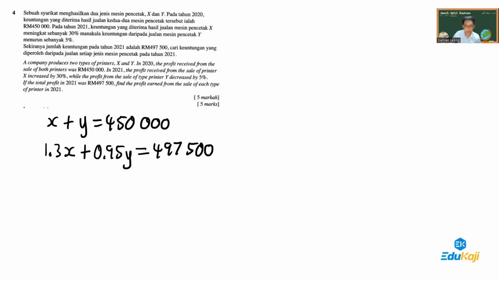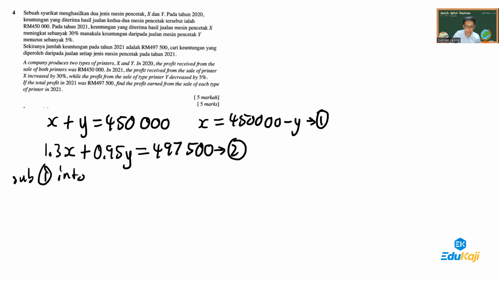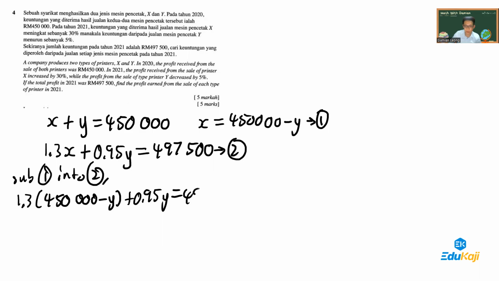Let's say I use substitution. Since it's in this form, I can just bring over the X or bring over the Y. Let's say I bring over the Y. X is 450,000 minus Y. Equation 1, equation 2. Substitute equation 1 into equation 2. So the X I change to 450,000 minus Y. Then plus 0.95y equals 497,500. Multiply inside.